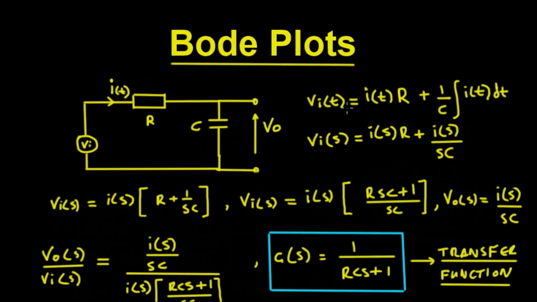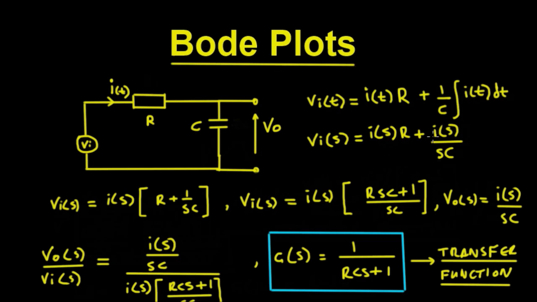If we were to convert this into the complex frequency domain, we would have Vi of S, where we just replace our t with our S, equals I of S times R plus I of S upon SC. It's upon SC because in the complex frequency domain, integration becomes a division by S. Again, we've seen that in a previous video.